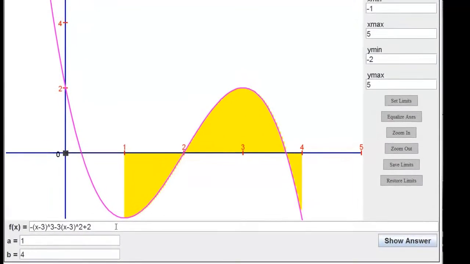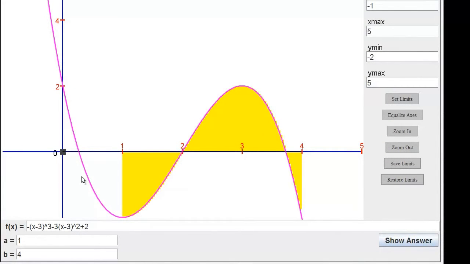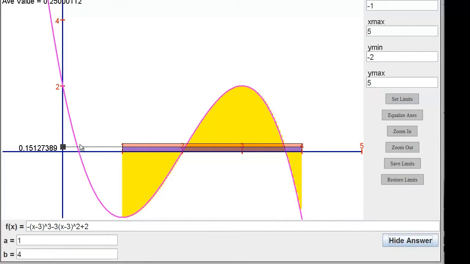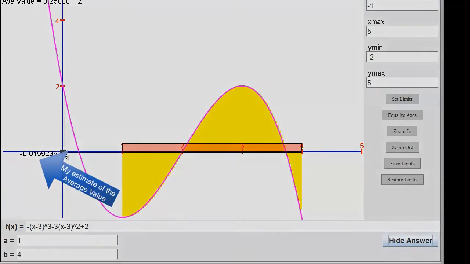In estimating the average value of this function, it appears to me that the region above the x-axis is larger than the region below the x-axis, so I'm going to estimate the average value to be 0.15. I was much closer this time.